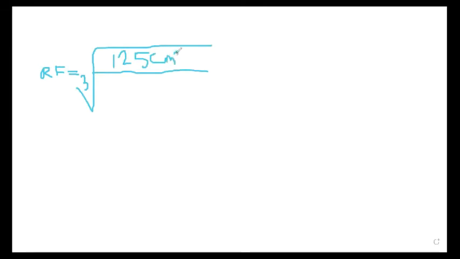So what is the RF? RF equals, we know, the length of the drawing divided by the length of the actual size. Length of the drawing divided by actual length. So here the volume is given. So if we consider the cube root, the length of the drawing will be 125 centimeter cube. Okay. And the actual volume will be 1000 meter cube.